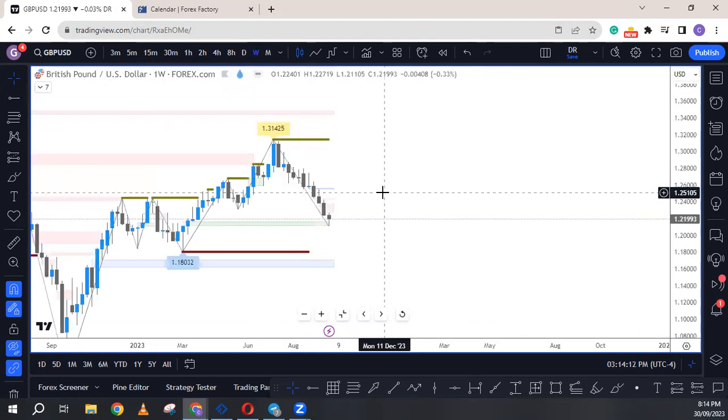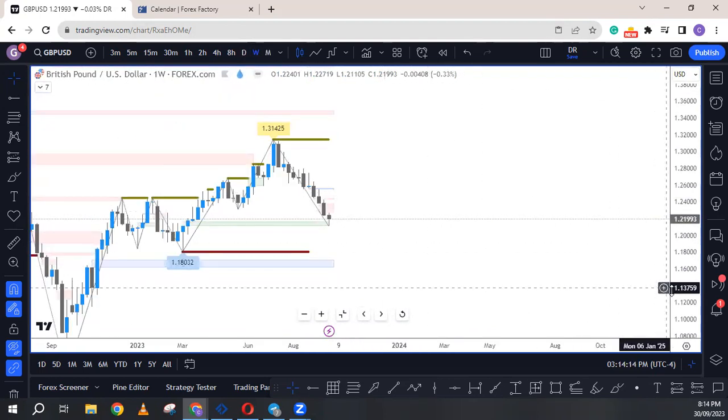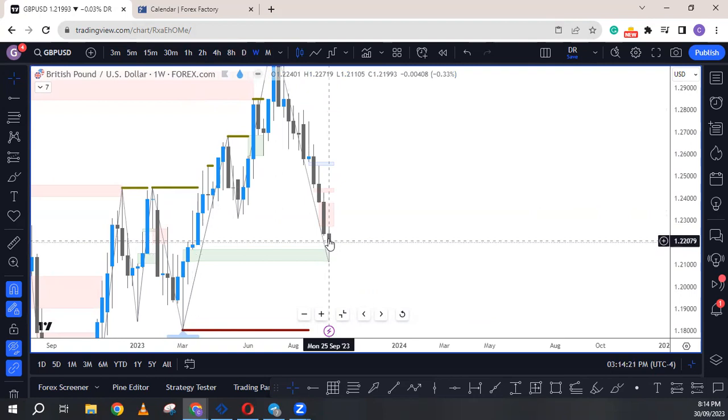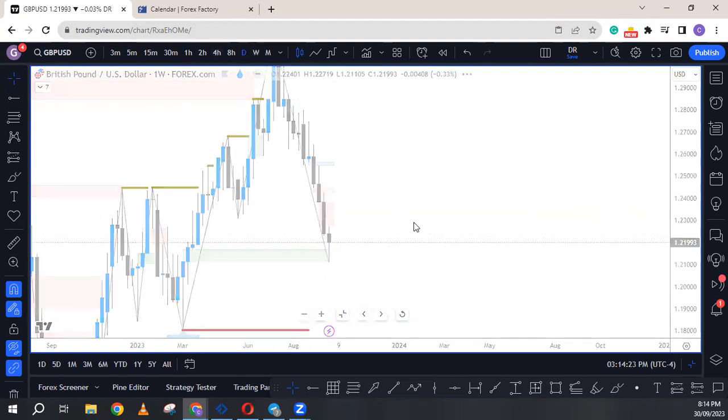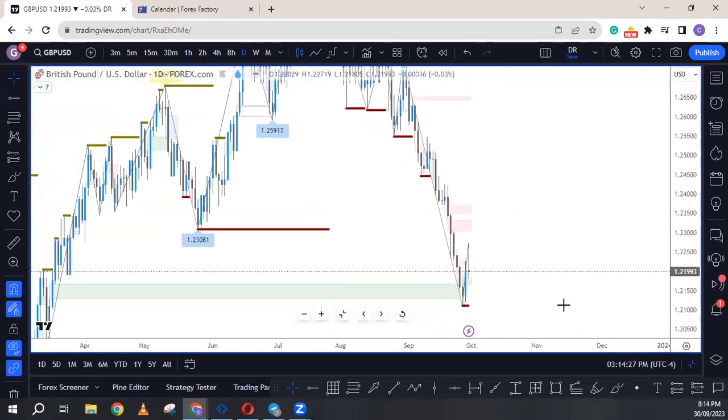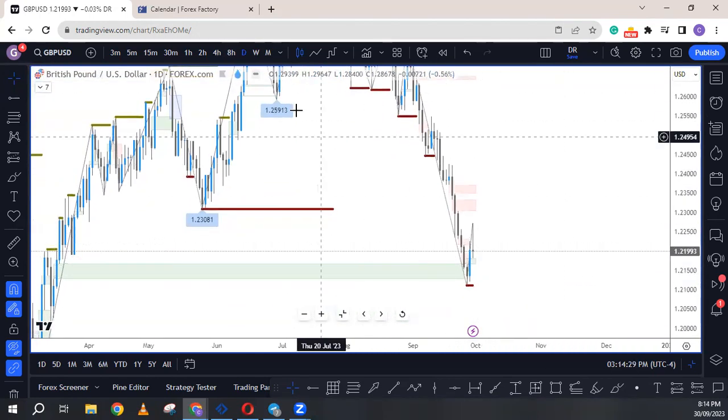If we go down to the weekly, we can see that price dipped into this fair value gap and closed back above it. So if we go to the daily time frame, I see we have a big wick on this.